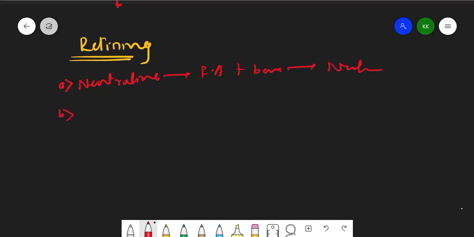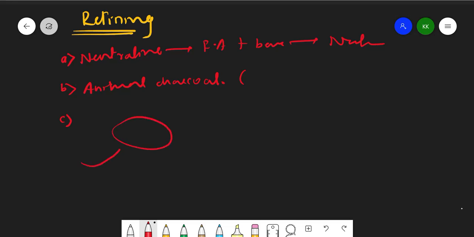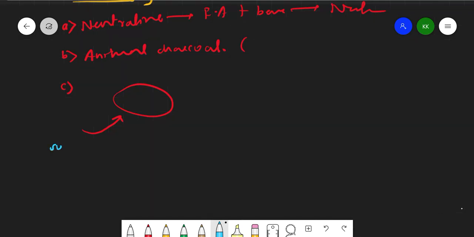Then what we do, if I have fats and oils, they will be colored because of so many things, so we add animal charcoal. This animal charcoal will take all the color impurity from fats and oils. And the third step, if the fats and oils have smell, we have to remove that. So we pass superheated steam. The superheated steam takes away the smell, odor, and I will get odorless, pure fats and oils.